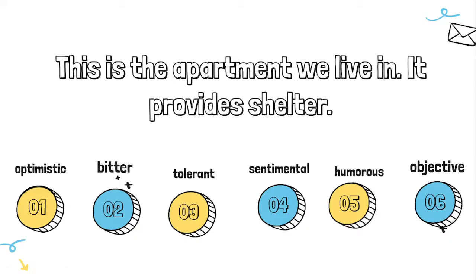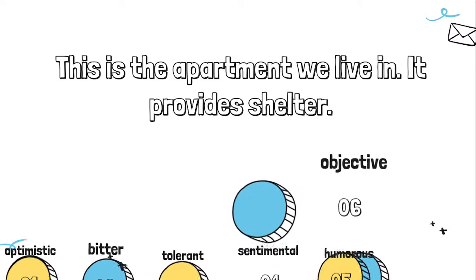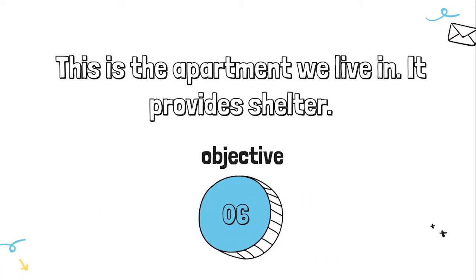This is the apartment we live in. It provides shelter. The tone is objective. The writer does not express feelings about the apartment. He simply states facts.